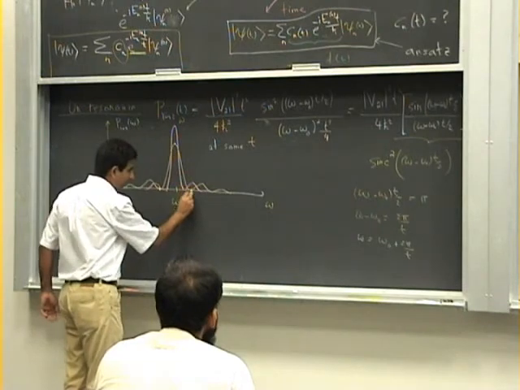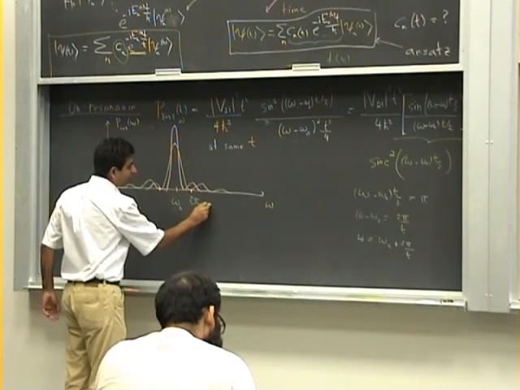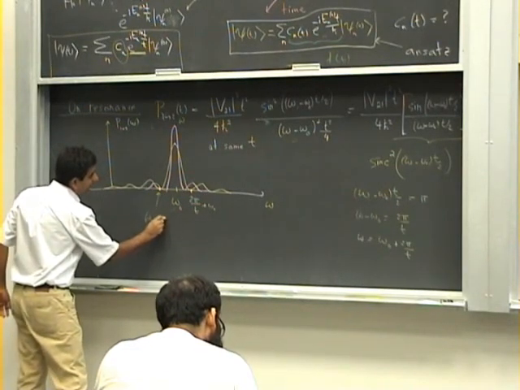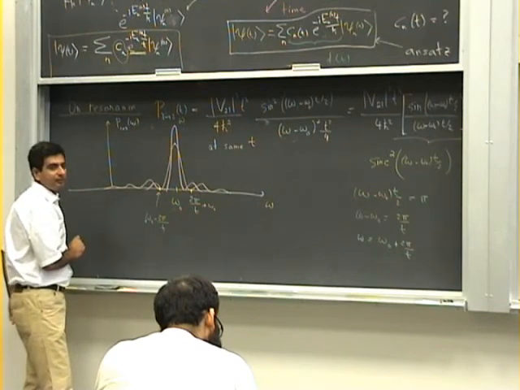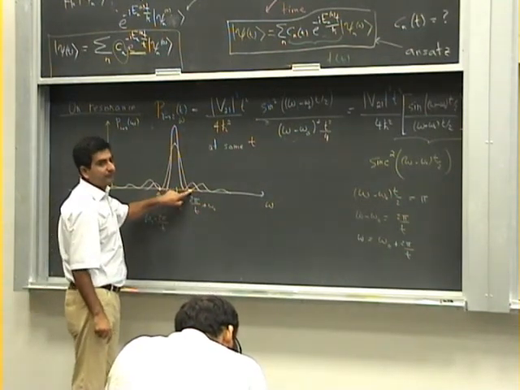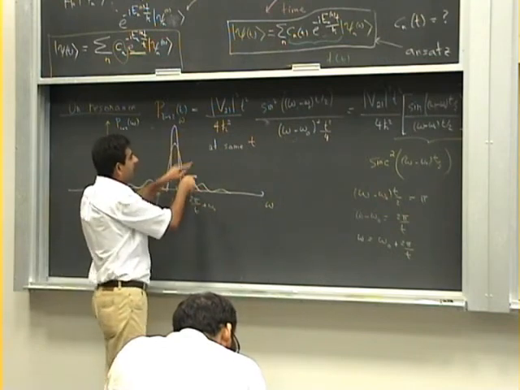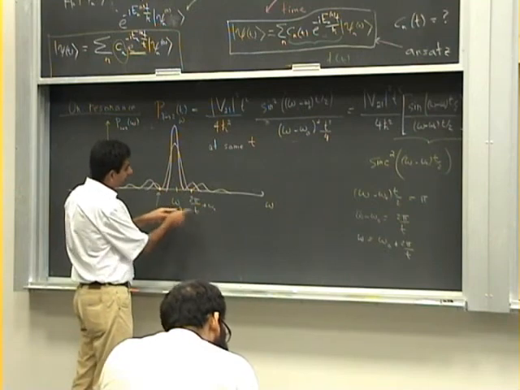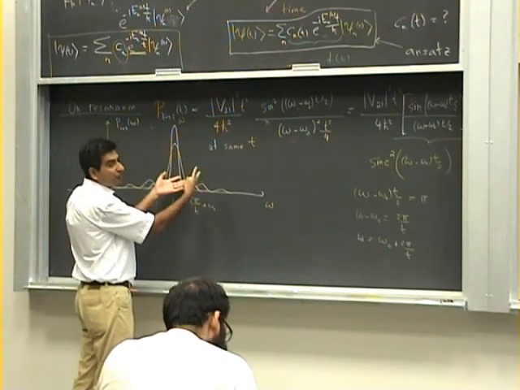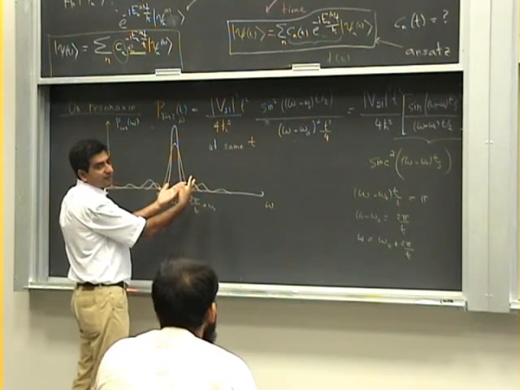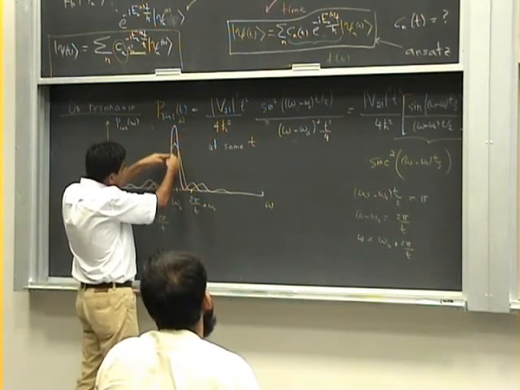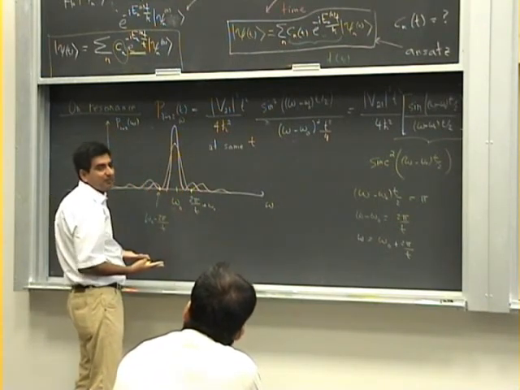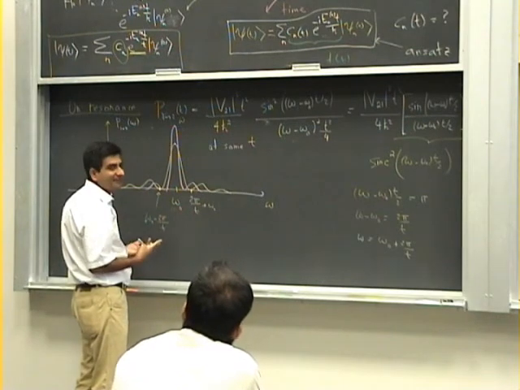So this is omega naught plus 2 pi over t. And this is omega naught minus 2 pi over t. So if we make this plot at some time t, then if the frequency of the incoming radiation is omega naught plus 2 pi over this time, there will be no transition. So there is only a band of frequencies over which the transition to the higher state is possible. Okay, so this is one lesson that we can learn.